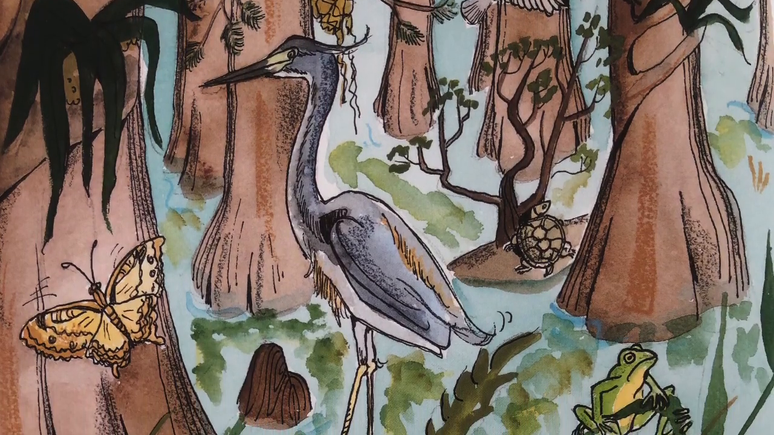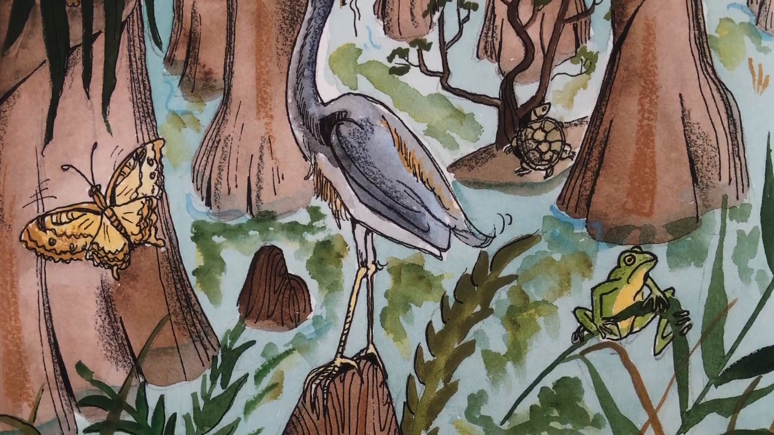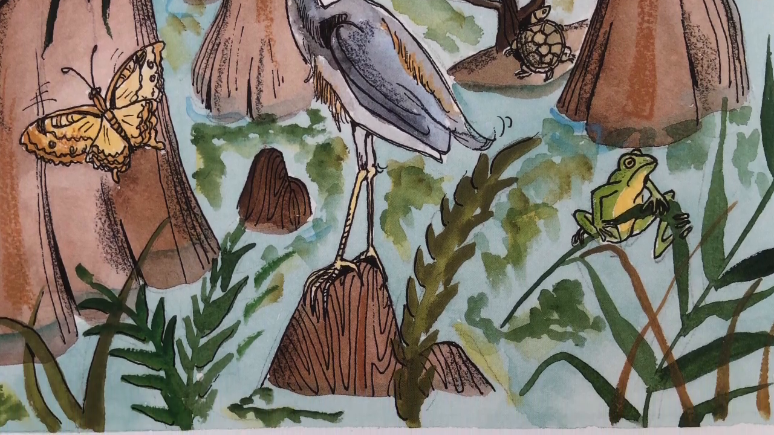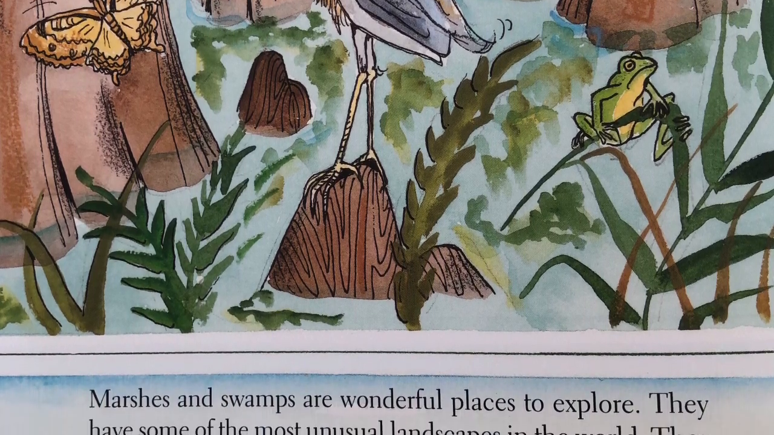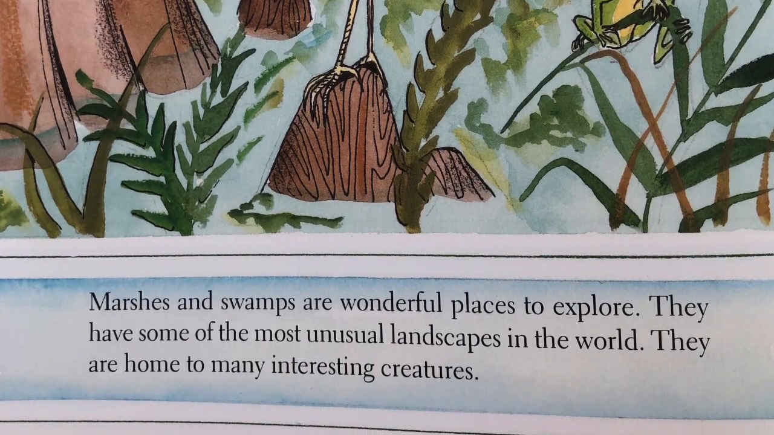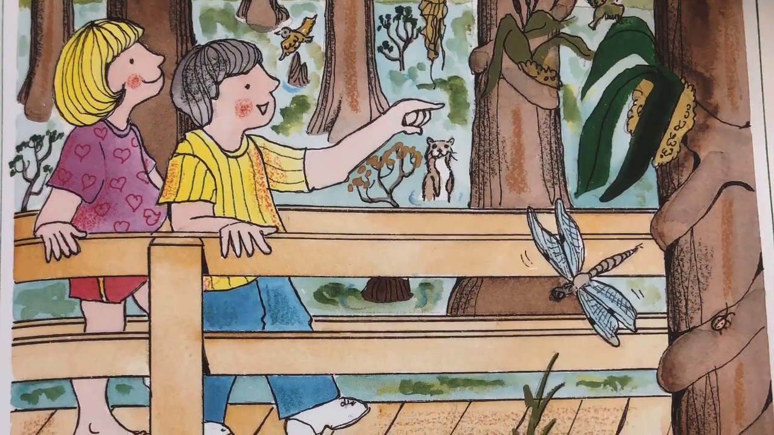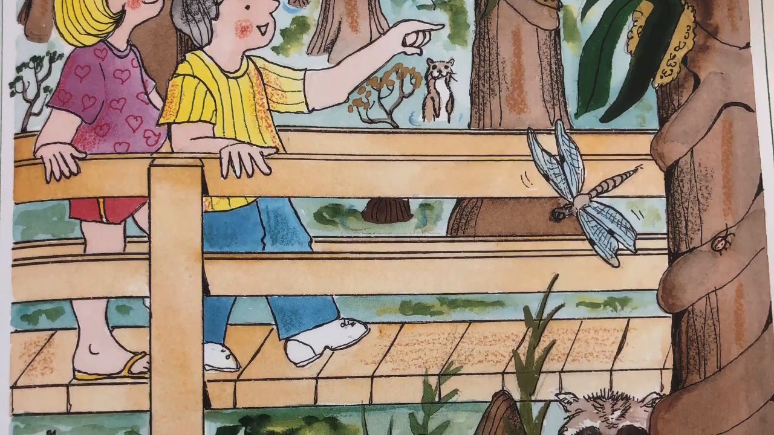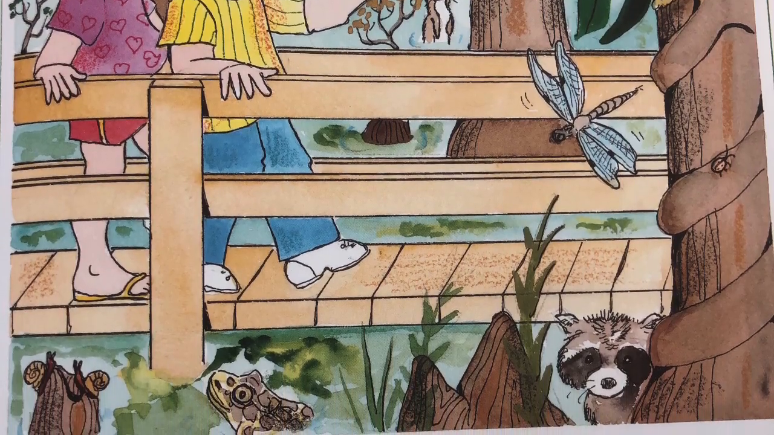Marshes and swamps are wonderful places to explore. They have some of the most unusual landscapes in the world. They are home to many interesting creatures. Many of these strange and beautiful places have been made refuges and preserves to protect their unusual plant and animal life. For the visitor, they are always full of surprises.